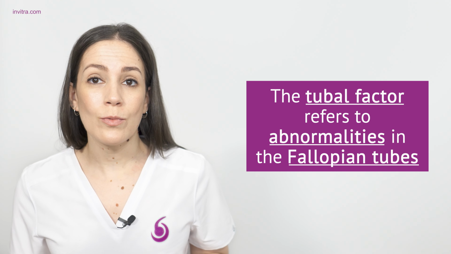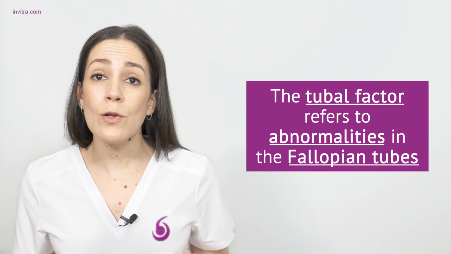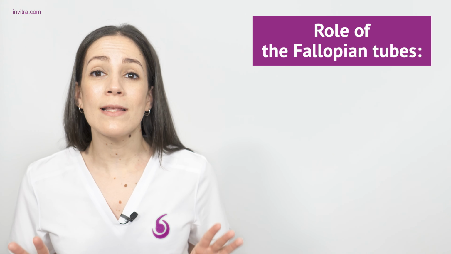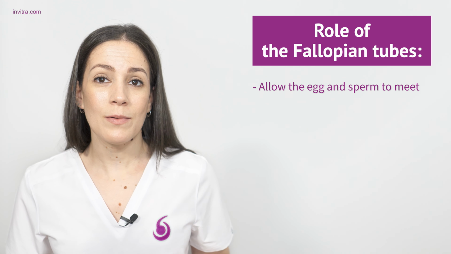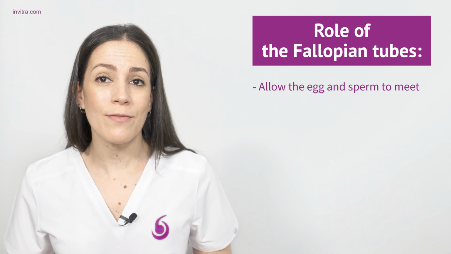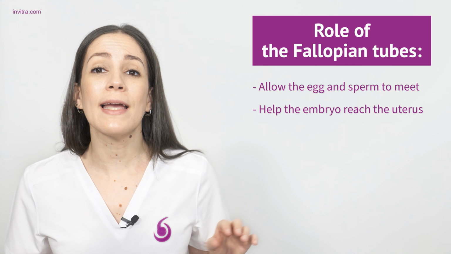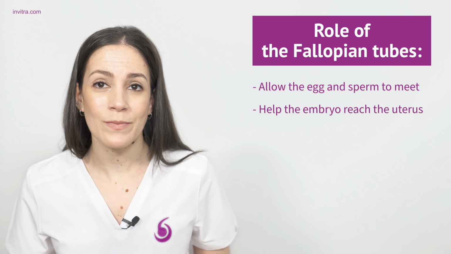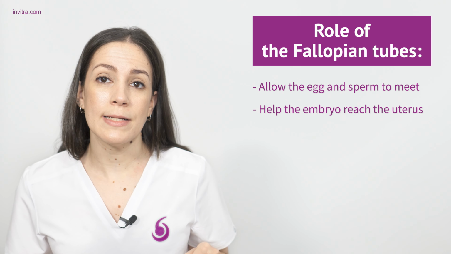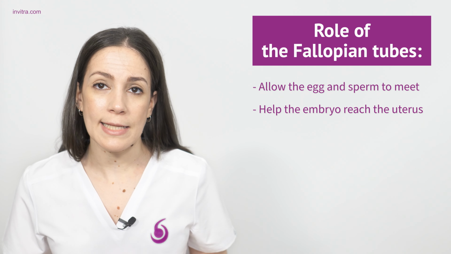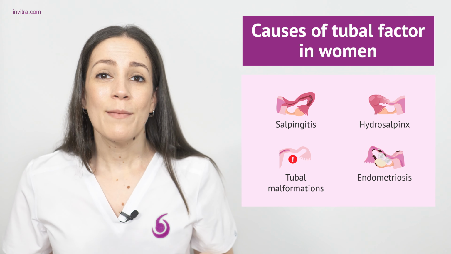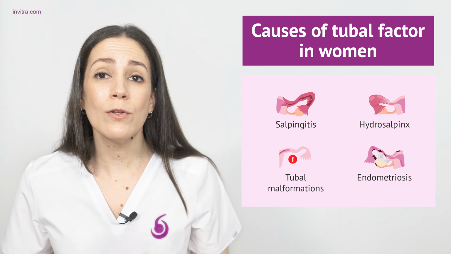Regarding the tubal factor, it refers to any alteration, damage, or significant problem in the woman's fallopian tubes. This part of the female reproductive system has two fundamental roles: allow the meeting of the egg and the sperm so that fertilization can occur, and help the embryo to reach the uterus, which is the location where implantation and gestational development occur. Therefore, if the fallopian tubes do not perform these functions correctly, the woman can have fertility problems. This happens especially when there is a blockage in both tubes, as can occur in cases of salpingitis, malformations, hydrosalpinges, or even endometriosis, among others.